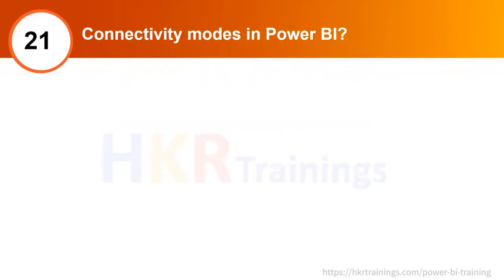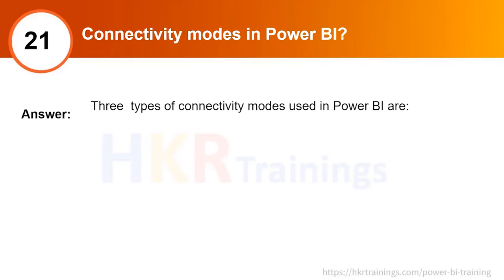And the next question is, what are the different connectivity modes available in Power BI? We have three types of connectivity modes. That is import, where we can download the data within the tool. Direct query, where we directly connect to the data source; the data will be in the data source and the visuals are in the report. And live connection. Live connection means we can only build the visuals. We cannot do the data model. We cannot do Power Query transformations.